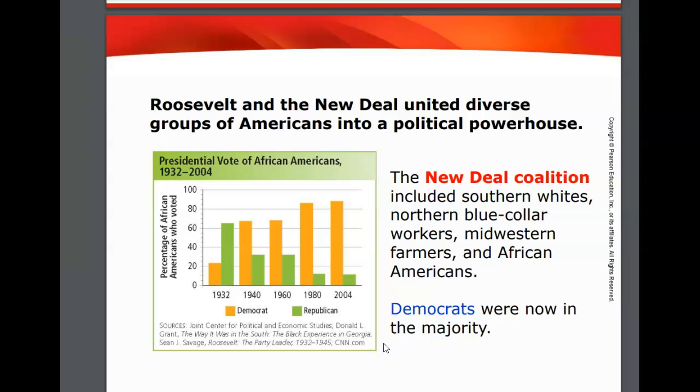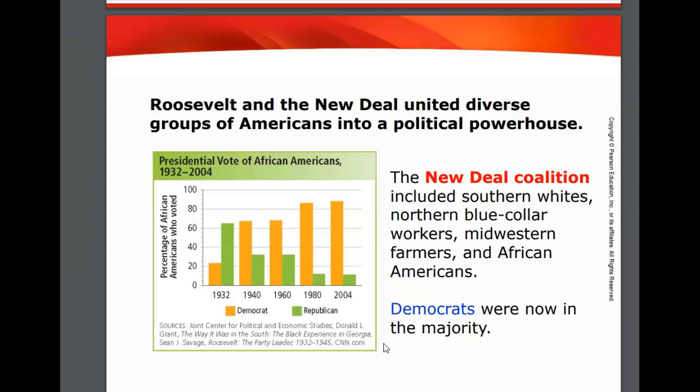These are the people who tended to vote not just for Roosevelt between 1932 and when he was reelected in 1944 for that fourth time, but this is now forming the core of the Democratic Party, and Democrats were now in the majority. Okay, they all based this on voting patterns.